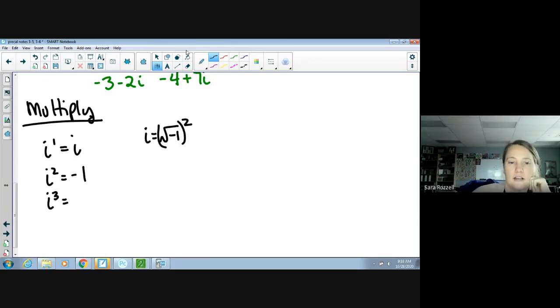i to the third. How could we get i to the third? Anybody remember what that is? To get something to the third power, can you multiply the first and second power together? And did that get you the third power? Because 1 plus 2 makes 3. What's i times -1? -i. So i to the third is -i.